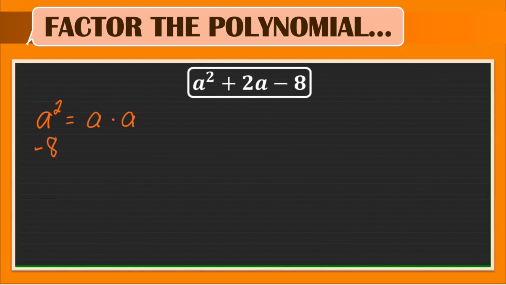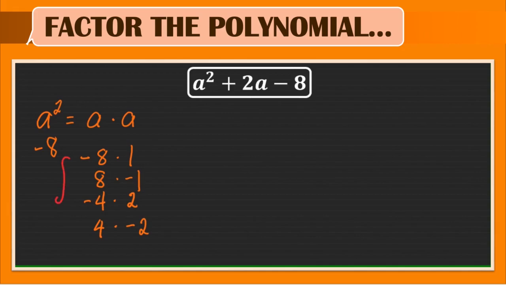Now, remember, in multiplication of integers, the product is negative if the factors have unlike signs. That means the two factors have different signs. So we can have negative 8 times positive 1. We can also have positive 8 times negative 1. We can have negative 4 times positive 2. And we can have positive 4 times negative 2.